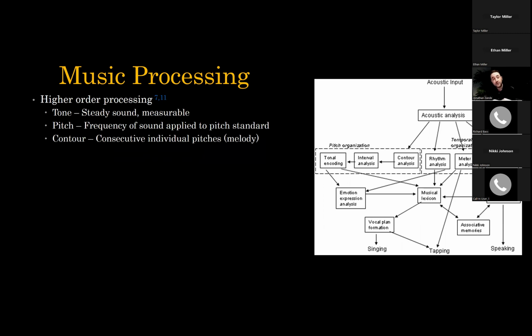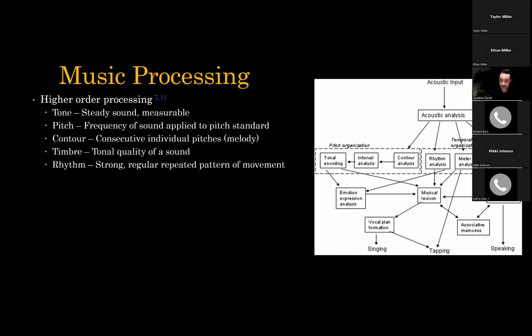Contour would be the way that those pitches changes in time. So melody, as we also call it. Timbre, this is the difference between the sound that a tuba generates versus the sound that a string contrabass generates, or a flute and a trumpet. We can tell that the instruments are different, and that's because there are differences in timbre. Rhythm is that strong, repetitive movement, bum, bum, bum, bum.